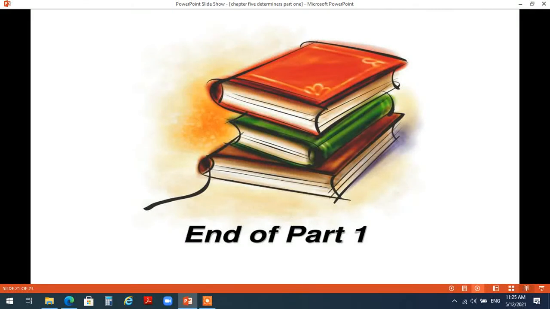This is the end of part 1 of determiners. We have only covered the first type, which is articles. We are still left with two other types of determiners.